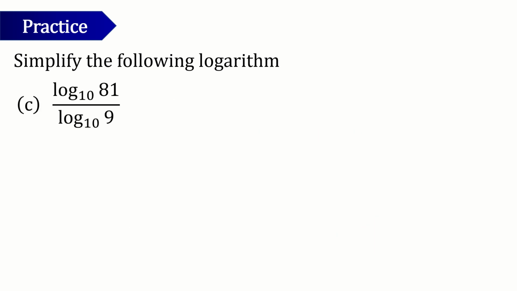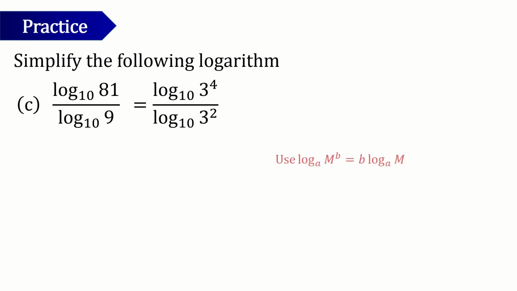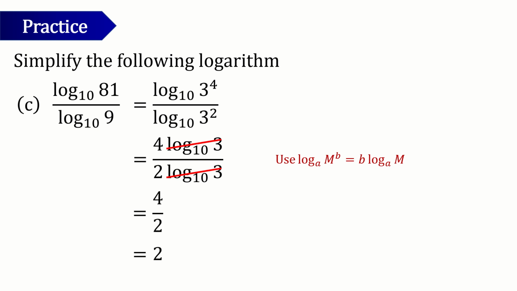Third example: log base 10 of 81 over log base 10 of 9. 81 is 3 to the power of 4, and 9 is 3 squared, and we can use this rule. We bring the power to the front of the log, so we bring 4 to the front and it becomes 4 log base 10 of 3, over 2 log base 10 of 3. Then we can cancel out log base 10 of 3, so what's left is 4 over 2, which equals 2.